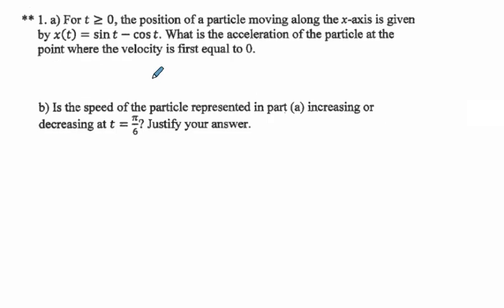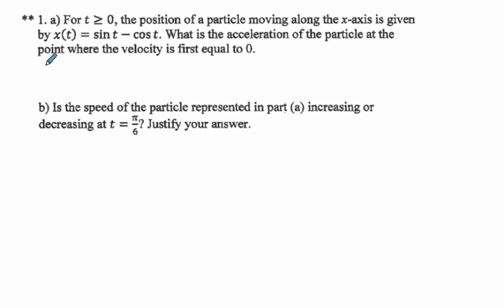Okay, we're going to go over two problems here. Again, we did this earlier in the year, but this time we're using trigonometric functions. For t greater than or equal to 0, the position of a particle moving along the x-axis is given by x of t equals sine t minus cosine t. What is the acceleration of the particle at the point where the velocity is first equal to 0?